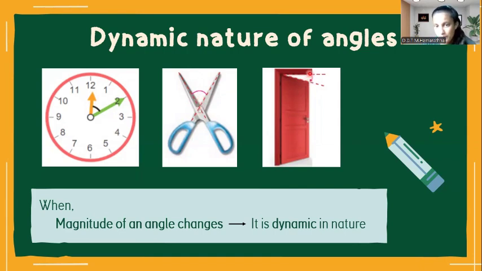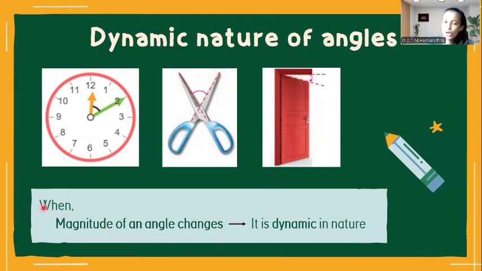The next one, you can see here, is the angle between the frame of the door and the upper edge of the door. When we are closing and when we are opening the door, this angle changes. There is no magnitude when it is closed, and when we are opening the door, this magnitude becomes larger. So this also has a dynamic nature of angles.